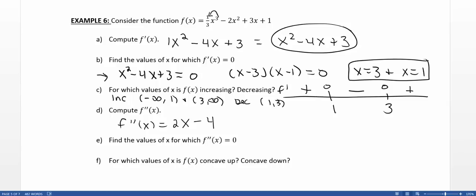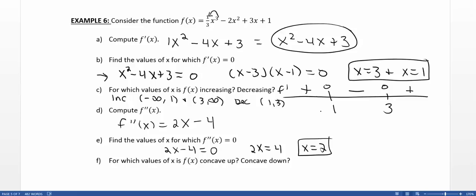Part E, find the values of x for which the second derivative equals 0. If we take our second derivative and set it equal to 0, this is a linear function, so we don't need to factor it. We can bring the 4 over. We get 2x equals 4, so we find that x equals 2. So x equals 2 is what makes the second derivative equal to 0.